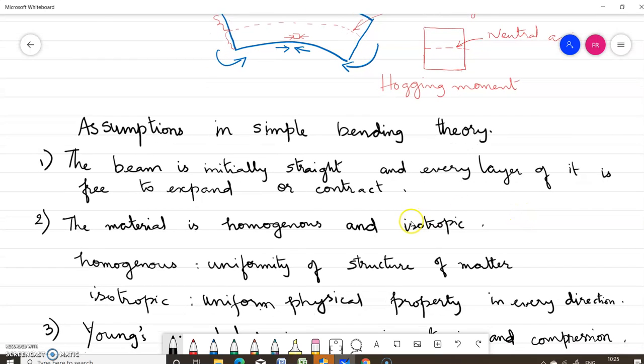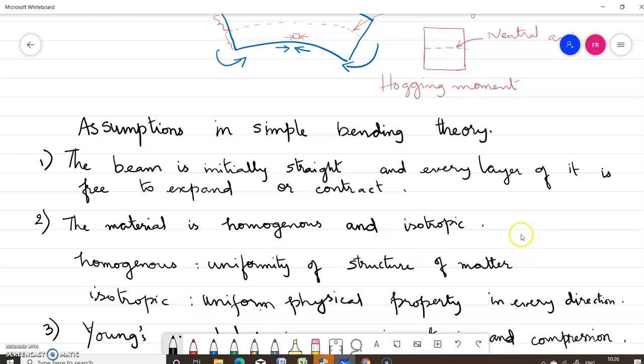The first assumption is that the beam is initially straight and every layer of it is free to expand or contract. The second assumption is that the material is homogeneous and isotropic. Homogeneous means there is uniformity of structure.